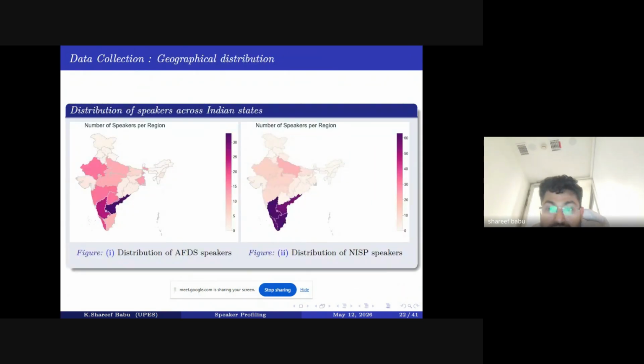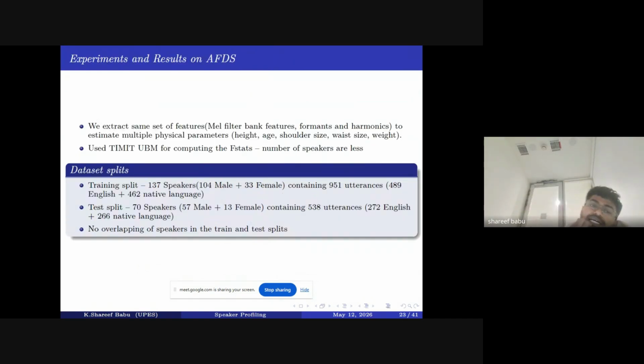Then, this is a pictorial representation of where we have collected data from a larger number of speakers across different parts of India, both the NISP and the AFDS datasets. As we need to do experiments in a multilingual and multi-accent setting, we represented the same set of speakers using first order statistics with Mel filter bank features, harmonic features, and the other harmonic features.